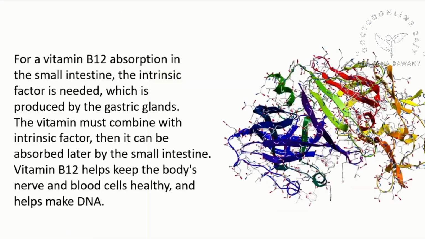For vitamin B12 absorption in the small intestine, the intrinsic factor is needed, which is produced by the gastric glands. The vitamin must combine with intrinsic factor, then it can be absorbed later by the small intestine. Vitamin B12 helps keep the body's nerve and blood cells healthy, and helps make DNA.